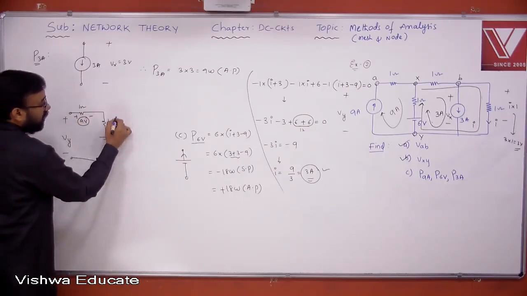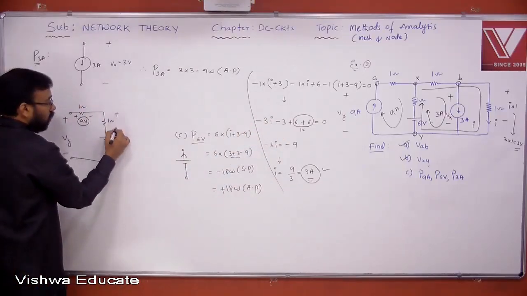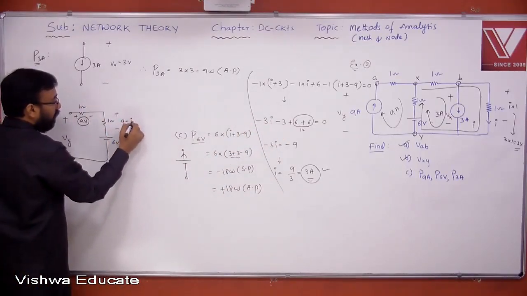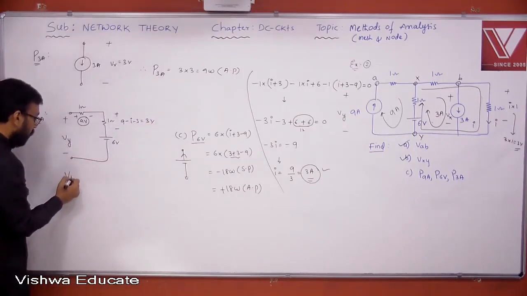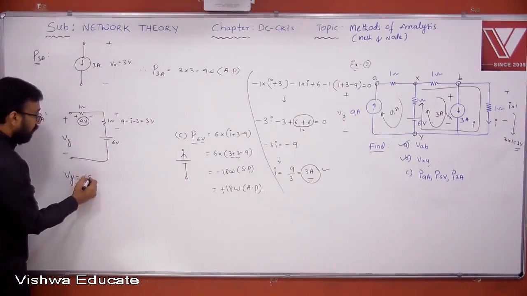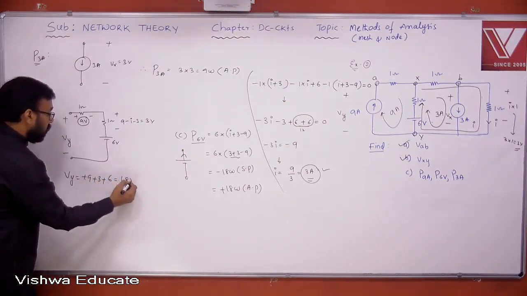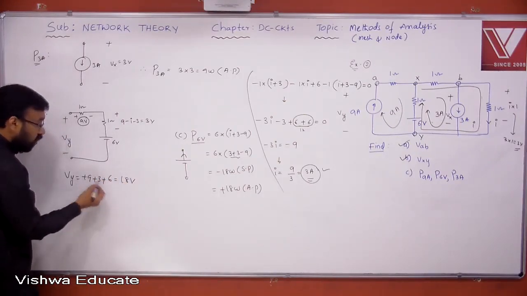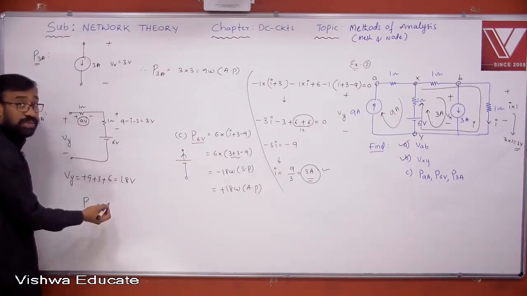You already know how much voltage is there. Just now we found that voltage also. So what is the voltage here also? Plus minus. 9 minus I minus 3. That is 3 volts. Now tell me what is Vy? Vy is equal to plus 9 plus 3 and plus 6. How much is it? 18 volts. Now what is the power? You got a positive value. It means that your assumption is correct.